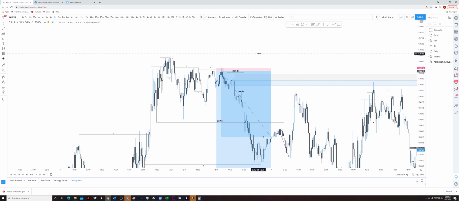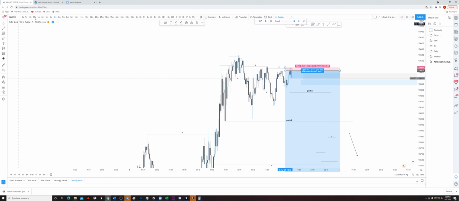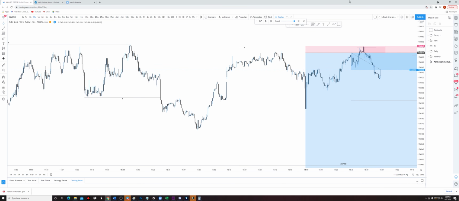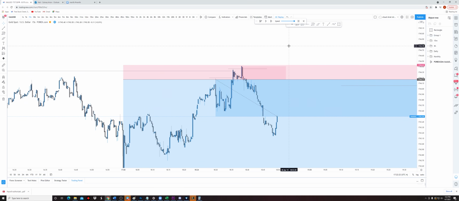And on this move back up, we were watching this area right here for the entries, and I believe this was a 30-second entry. And I will leave that to you to go and find. Actually, I'll show you guys. It doesn't really matter. Here you have it.